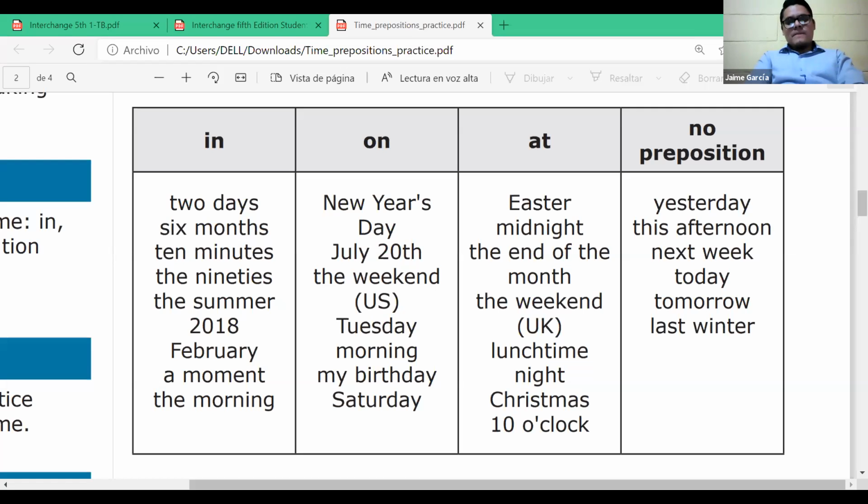Okay, look at this. These are the correct answers. So for in, we have in 2 days, 6 months, 10 minutes, the 90s, the summer, 2018, February, a moment, and the morning. Correct or incorrect?